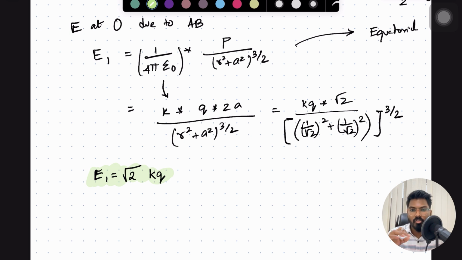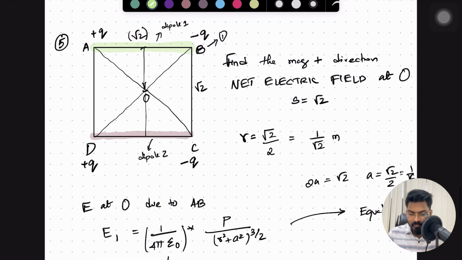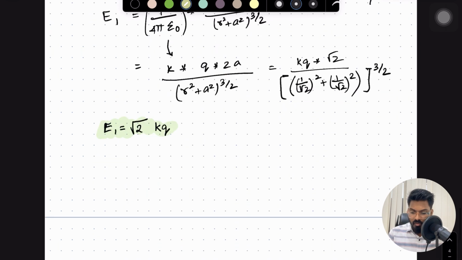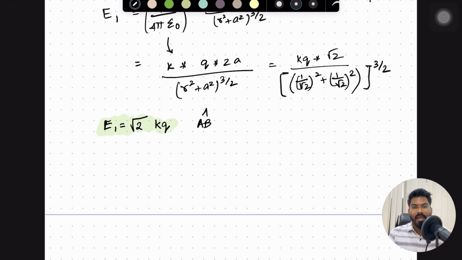But this is not enough. We should also find the direction of this. Now let's look at the direction. If you look at the dipole's axis, it is going to be in this direction, right? Now here we know that it will be anti-parallel, so it will be in this direction, anti-parallel. So you could go for AB cap. It is acting from left to right.